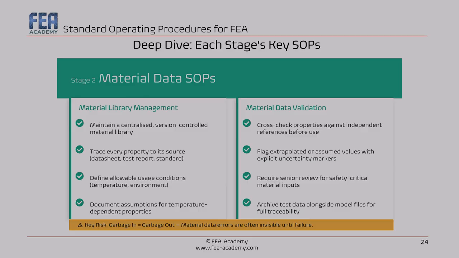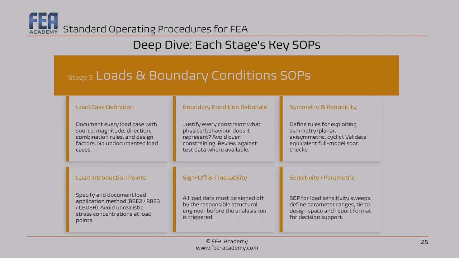So our geometry is right, our materials are right. Now we need to tell the model what forces to apply and how it's constrained. So it is the loads and boundary conditions, and the SOPs. The loads and boundary conditions are where the physics of your problem interfaces with the numerical model. They are also the area where I see the most engineering judgment applied, which means they are the area most in need of a documented paper trail, okay?